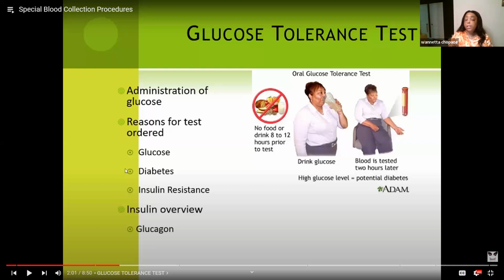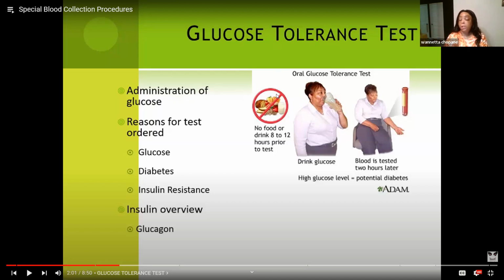So that's the reason for this test being ordered, to check for glucose. So maybe they're diabetic already, to see if they're insulin resistant. Again, you're not the doctor. You're not the one ordering the glucose tolerance test, but this is just to give you a background on why a doctor would order it. And the purpose for you is that you are administering the glucose, giving it to me to drink, and then you are drawing my blood. Okay, now what's important about this test also is that they do need to be fasting, because if you can see, it kind of makes sense.